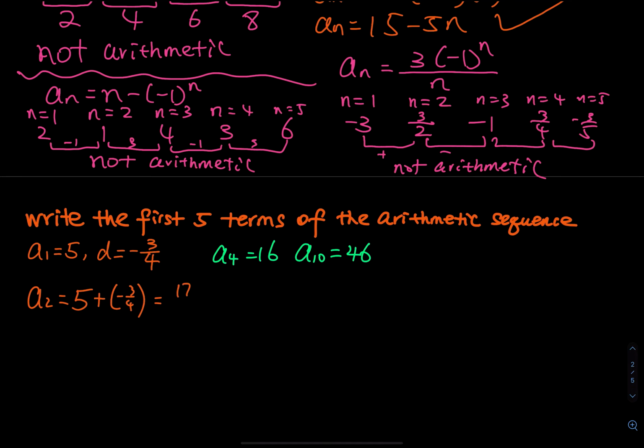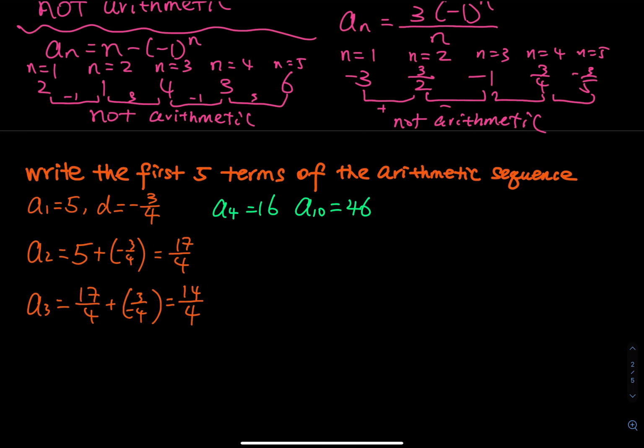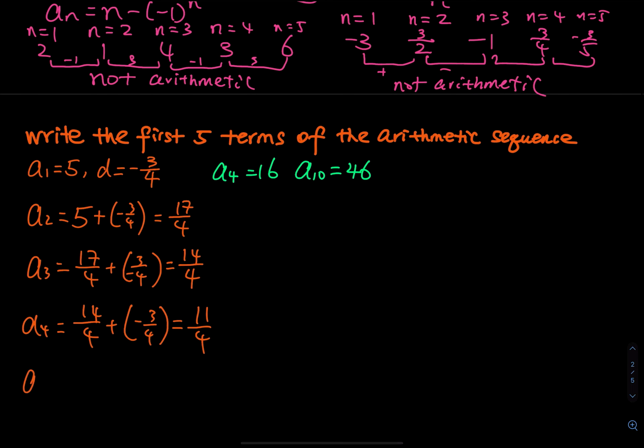So this is 17/4, and then a3, you take the previous term, and then you add the common difference, that is equals to 14/4. It is good to not reduce the fraction, because you don't want to keep dealing with the common denominator. 14/4 plus -3/4, so that is 11/4, and then a5, that is 11/4 plus -3/4, so that is 11 minus 3 is equals to 8/4. So this is equals to 2. This is equals to 7/2.